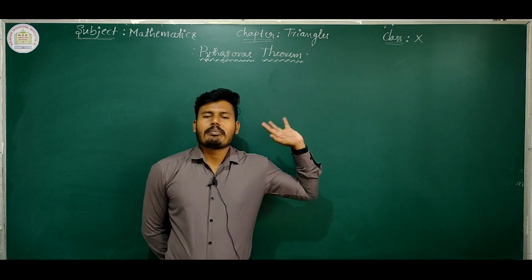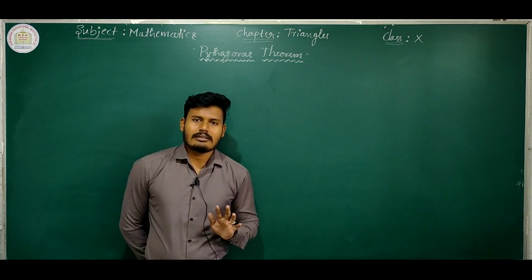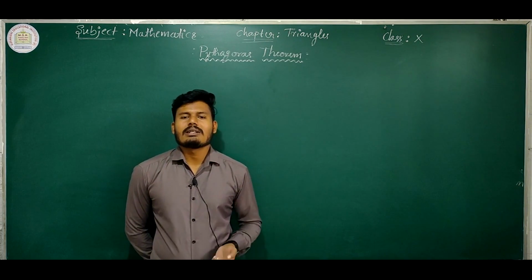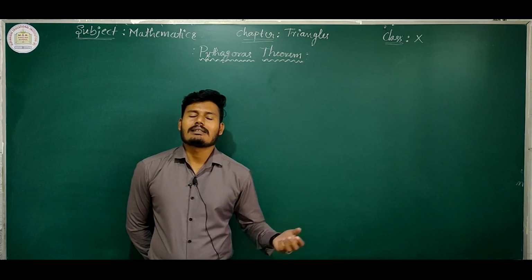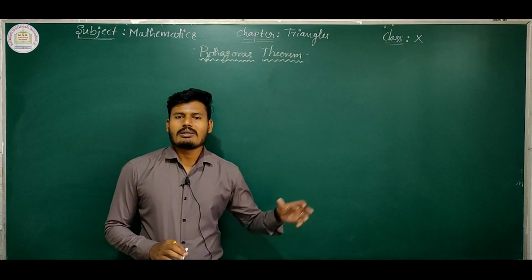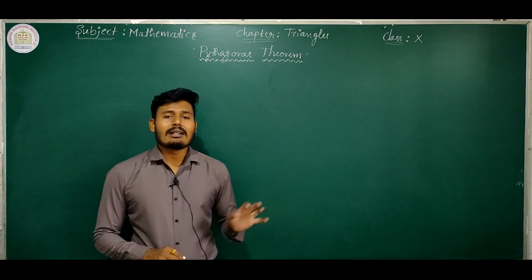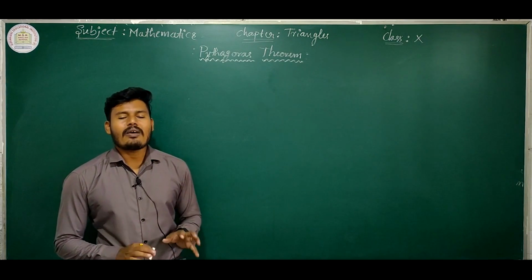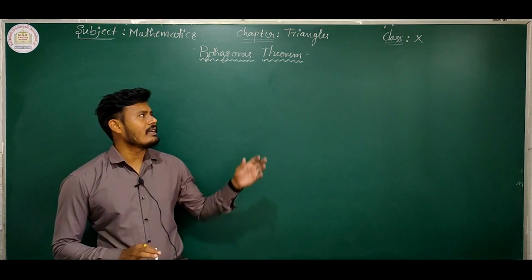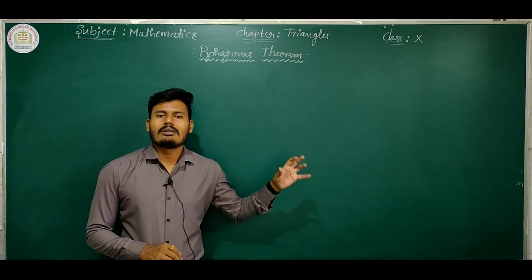We know that Pythagoras theorem is related to right angle triangles only, right? We already know about that in earlier classes like 8th standard or 9th also. Now we are going to derive that theorem. You just observe carefully and understand the exact proof of this theorem. Each and every step is very important in this particular theorem. So you just observe carefully.